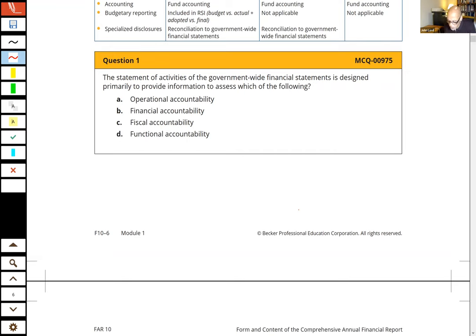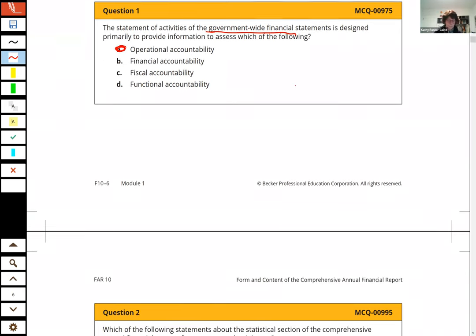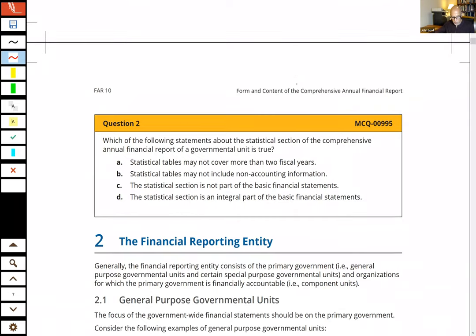The statement of activities of the government-wide statement is designed primarily to provide information about what? Operational accountability of government-wide? Yeah, operational. Okay, good. I'll let you do this one on your own.